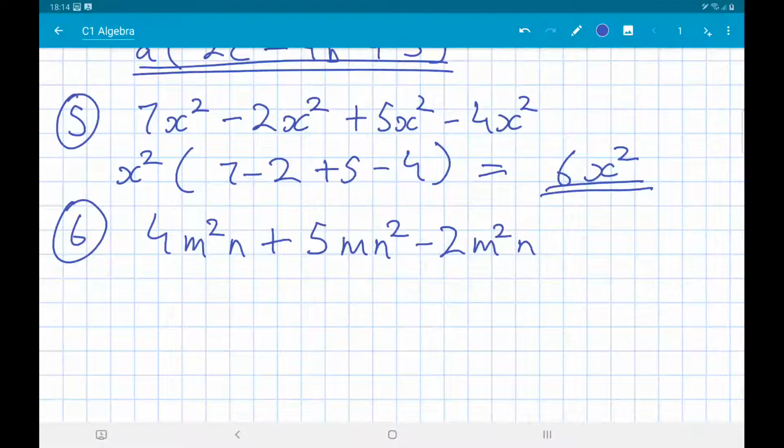m squared n plus mn squared minus 3mn squared.